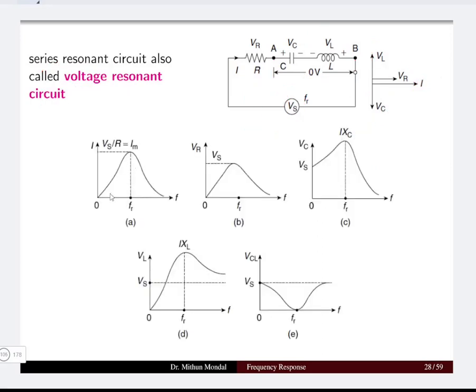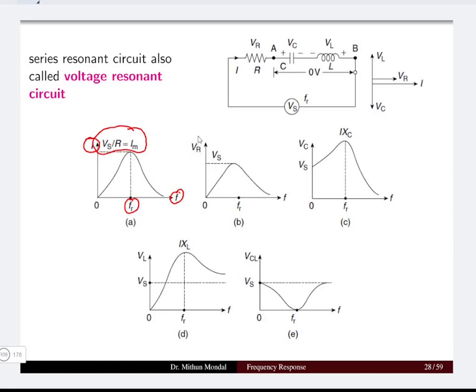If we draw the waveform of different quantities, like the source current versus the frequency, we can say that the current will be maximum at the resonant frequency. So when the frequency is at the resonant condition, then the current is maximum, and the maximum current which is flowing in the network is Vs by R.